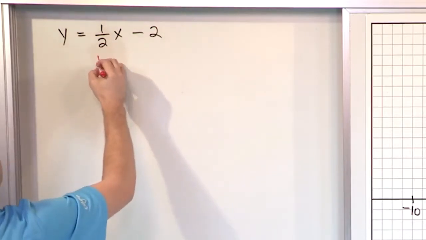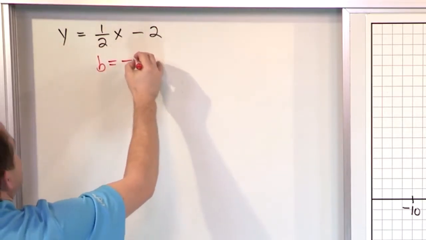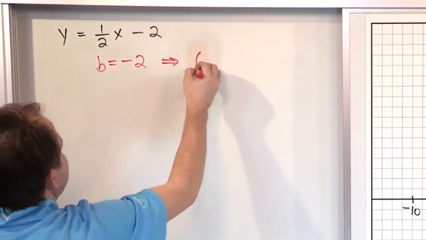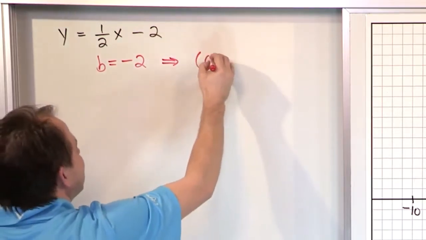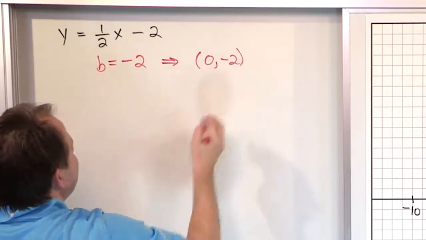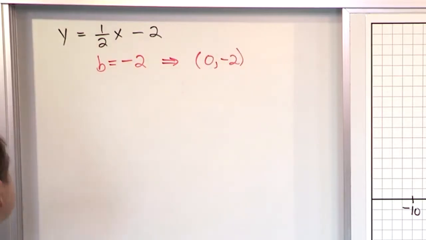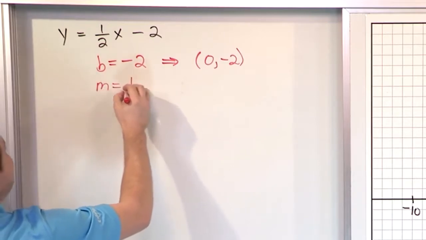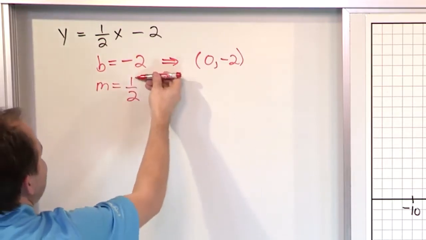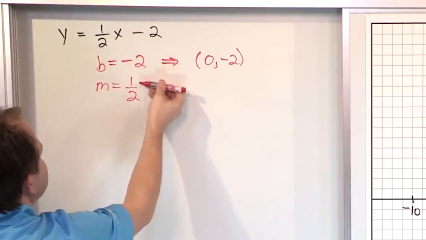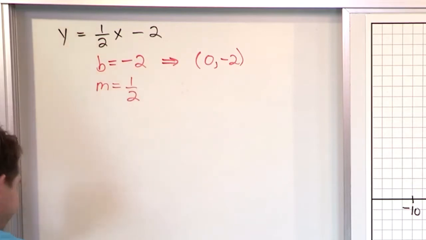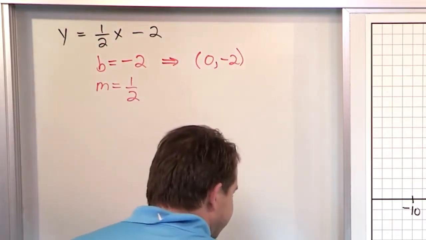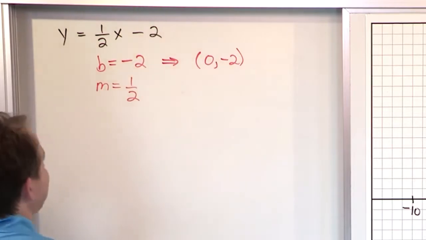The y-intercept, b, is equal to -2, which means that there is a point on this line which is 0 for x and -2 for y. That's what a y-intercept is. And then the second piece of information you read from this is that the slope is equal to 1/2, which, as you all know, is rise over run, so it goes up 1 unit for every 2 units that it goes to the right.